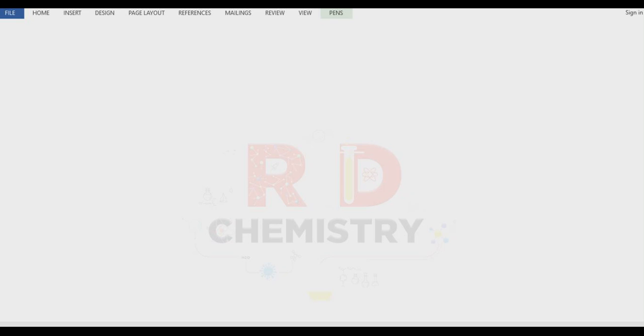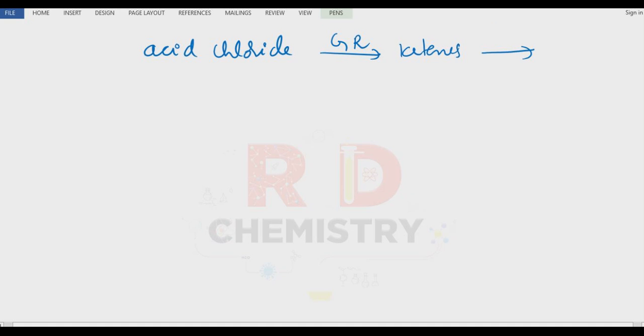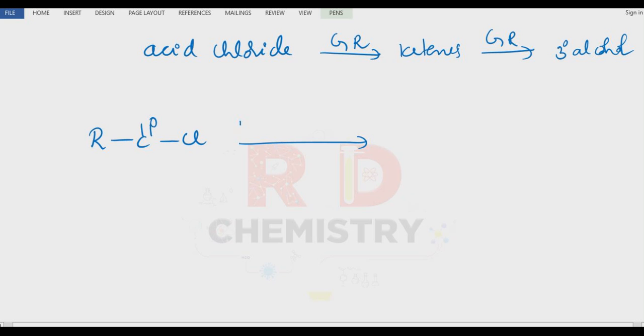Next one is the acid chlorides. Now if I take an acid chloride treated with the Grignard reagent, they give rise to ketones. And with excess Grignard reagent, ketones will give the tertiary alcohol. Let me write the acid chloride in general, R, C, double bond O, Cl. This is an acid chloride. The acid chloride reacts with the Grignard reagent. So let me write only the alkyl part.